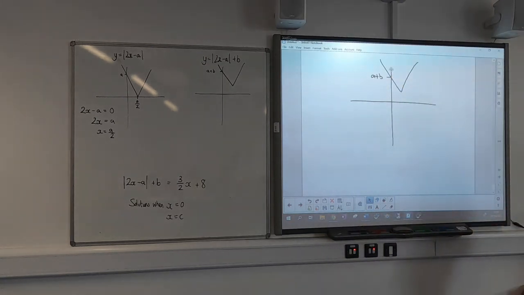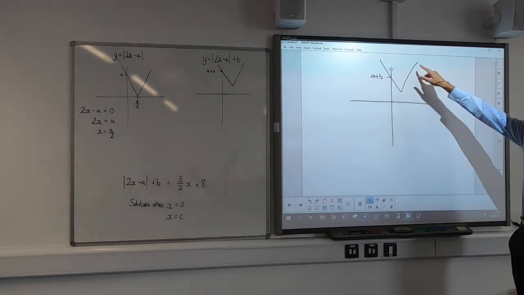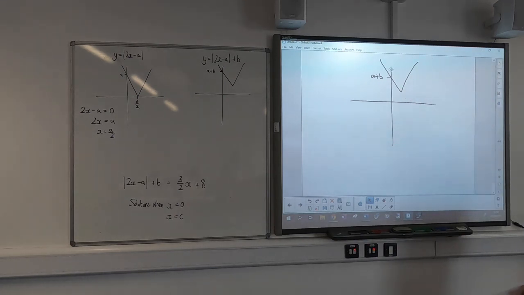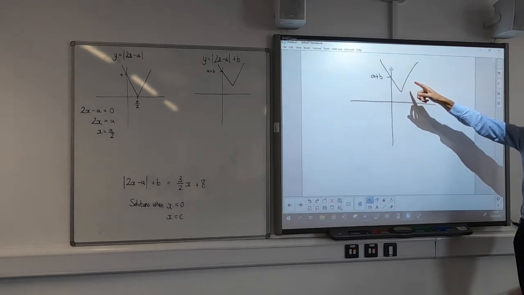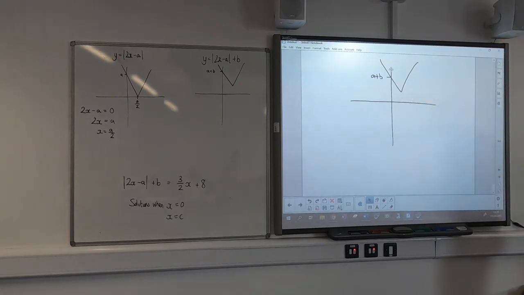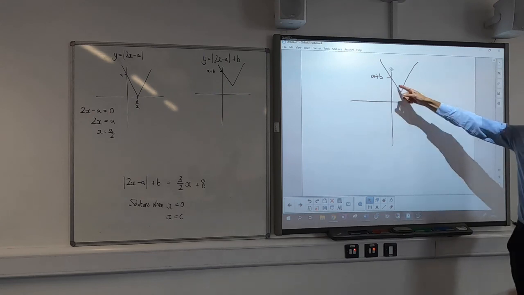What's the gradient of this part of the graph? So it's the modulus of 2x minus a. So Jodie, what's the gradient of that bit of the graph? 2, yeah, number of x's, gradient, that's right. We know this is minus 2, that's 2.